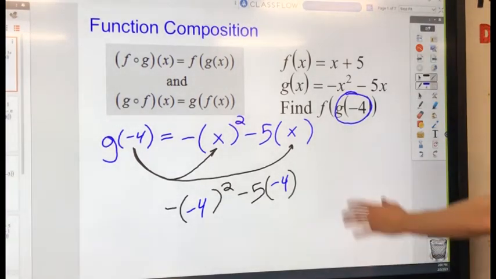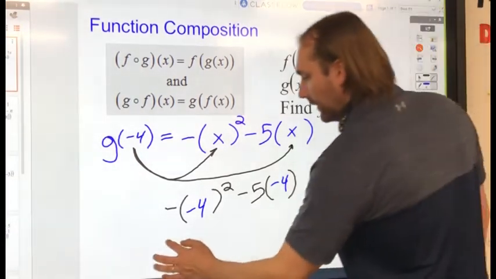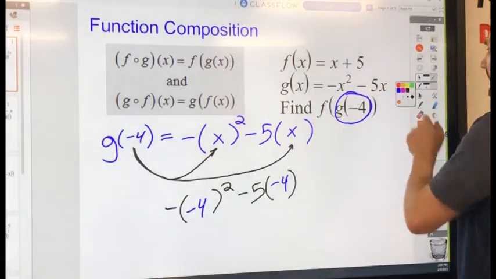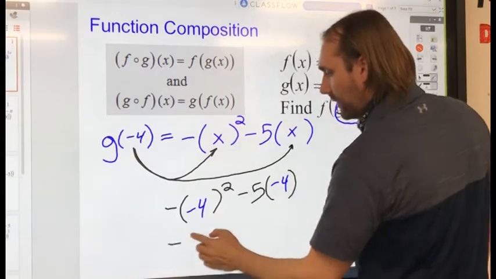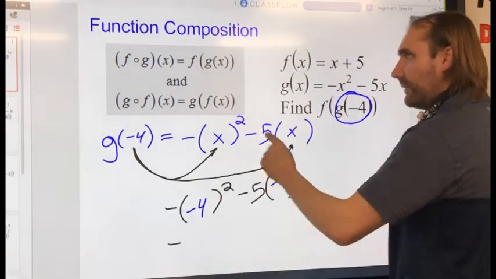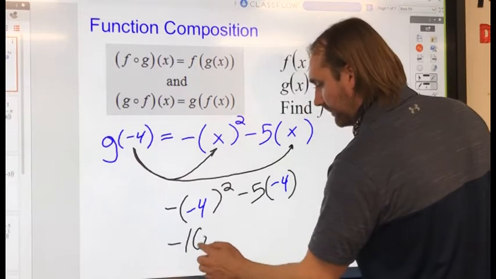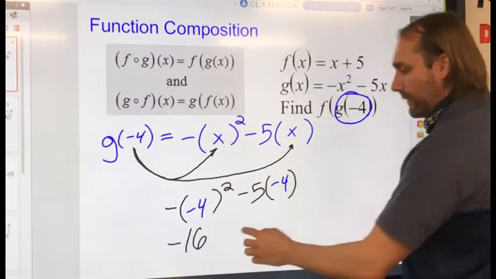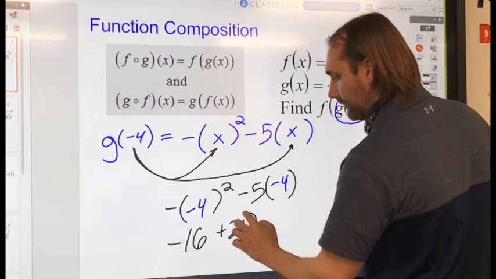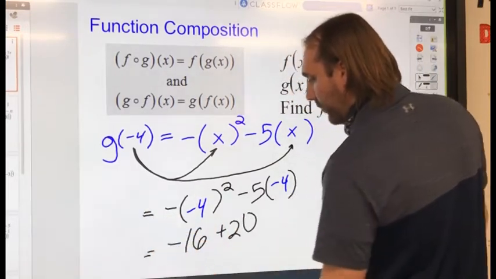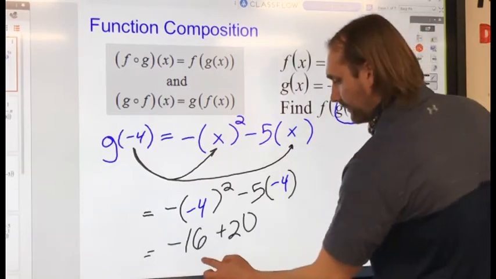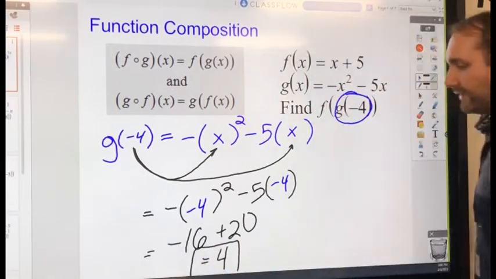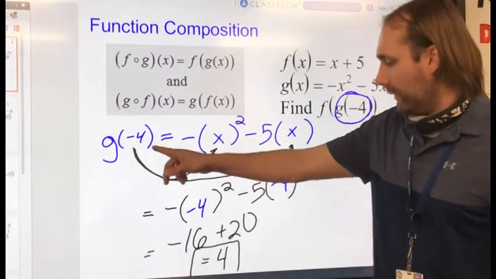So this is the first thing I need to do. I need to evaluate g of negative 4. So this gives me negative 4 squared. Negative 4 times negative 4 is a positive 16. Add that to negative 5 times negative 4, which is a plus 20. And what is negative 16 plus 20? That is 4. So what is the solution to g of negative 4?